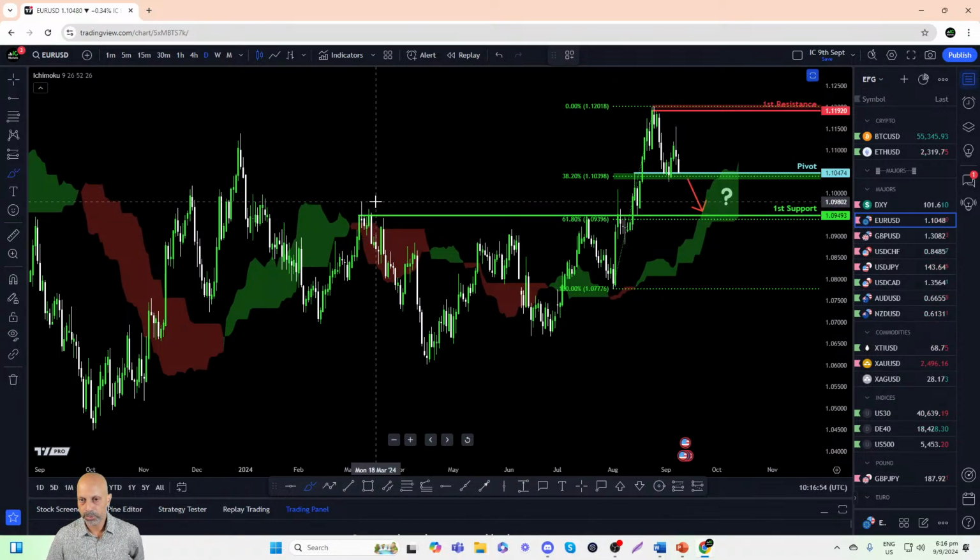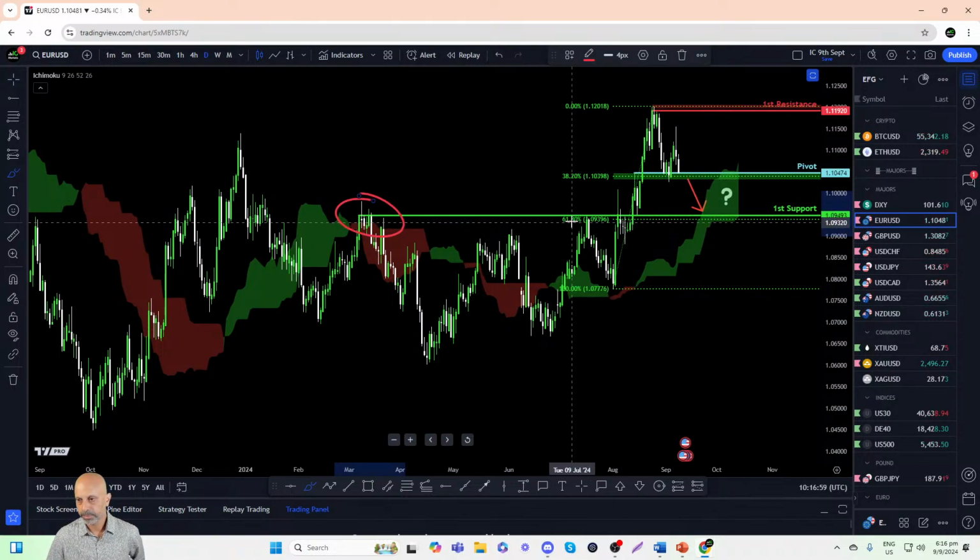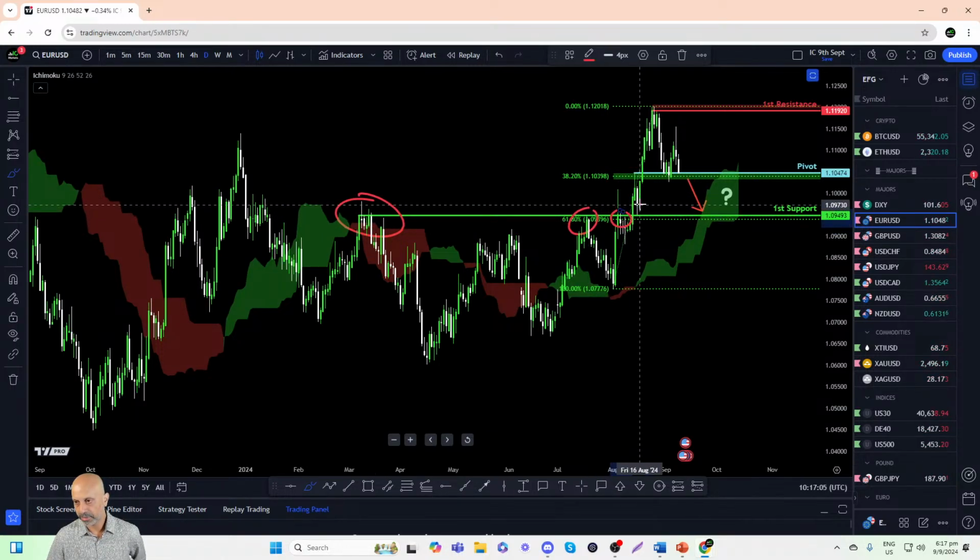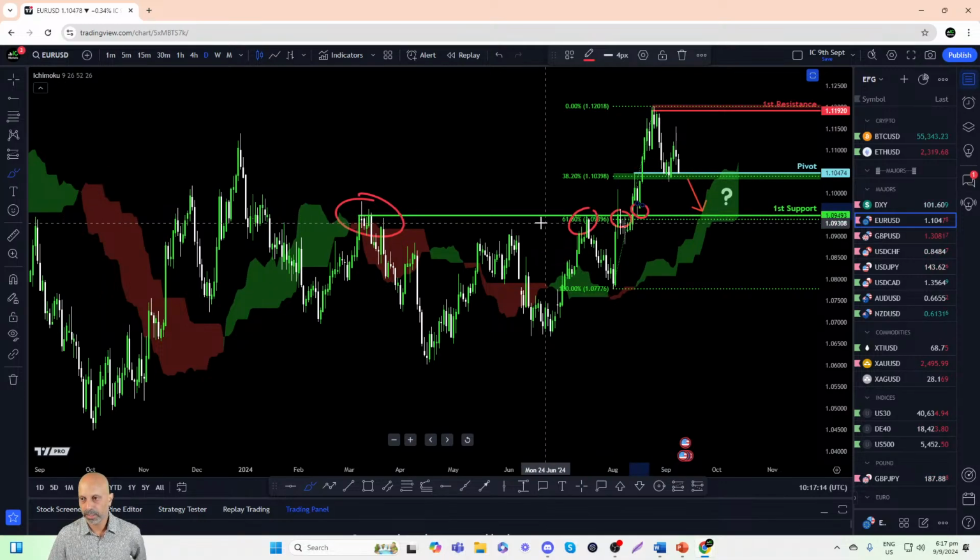It's a nice overlap level which was previously functioning as a swing high resistance in mid-March, swing high resistance again in mid-July, and resistance again at the beginning of August, right? And after which it proceeded to function as support on the 15th of August. So what was a strong multi-swing high resistance then proceeded to function as support, creating a nice overlap level at 1.0949, which we can identify as the first support.